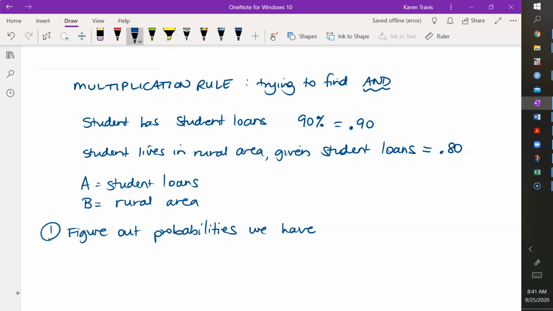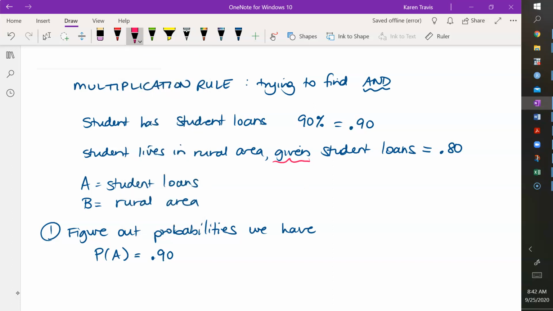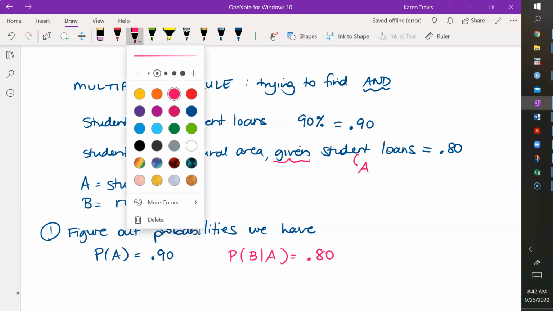So what we have is chance of A, the student loans, is 0.9. That one's usually not as hard because it's one thing. But then we have this next one, and we have to get this right. Given student loans means A was the given. So we know chance of B given A is a 0.8. So those are what we have.